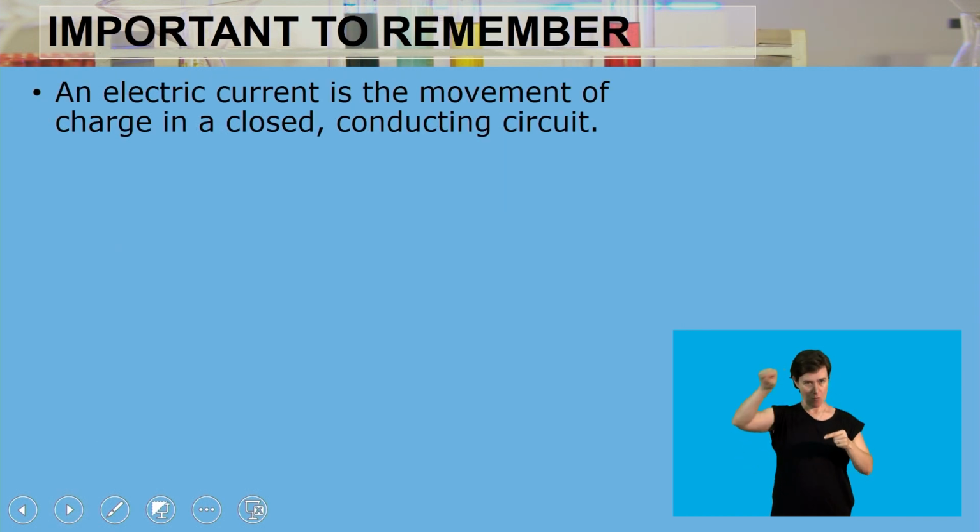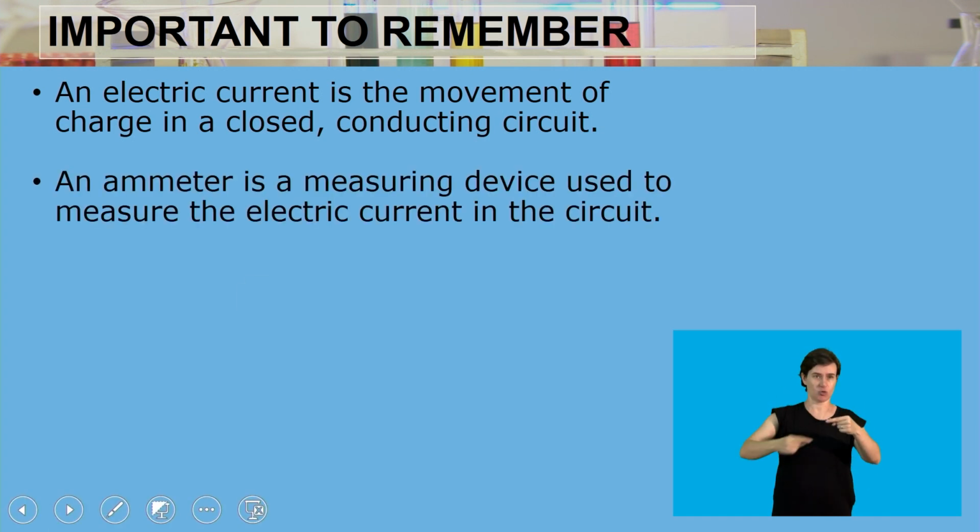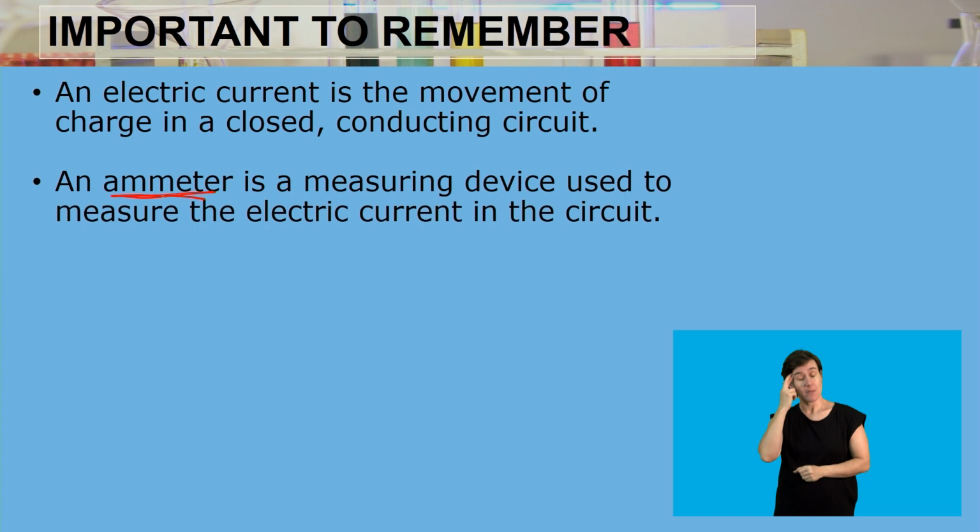Whenever you think back on this lesson, these are the most important things that I always want you to remember about this lesson. Number one, an electric current is the movement of charge in a closed conducting circuit. Number two, an ammeter is a measuring device used to measure the electric current in the circuit. Remember that the ammeter must always be connected in series in any electrical circuit.